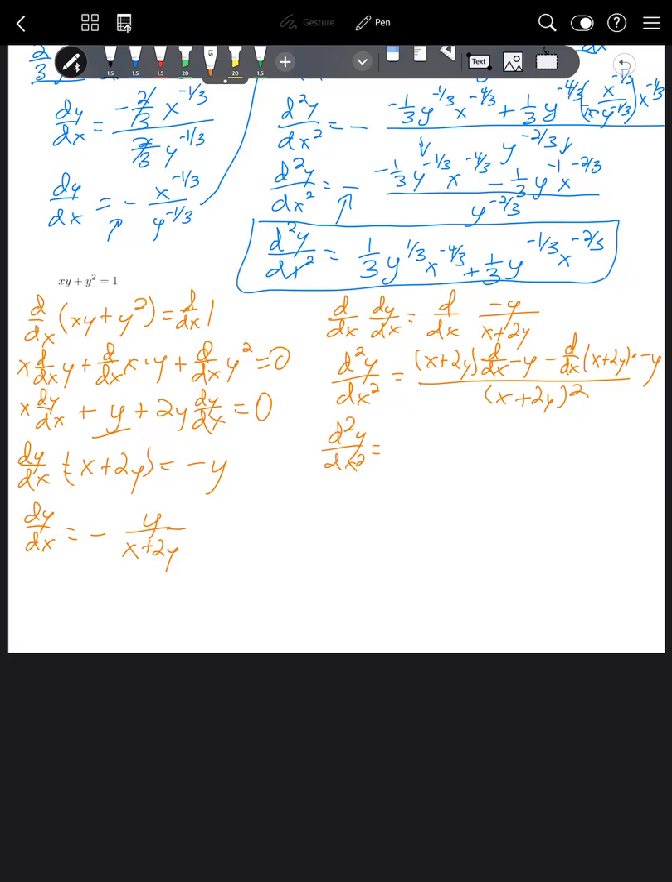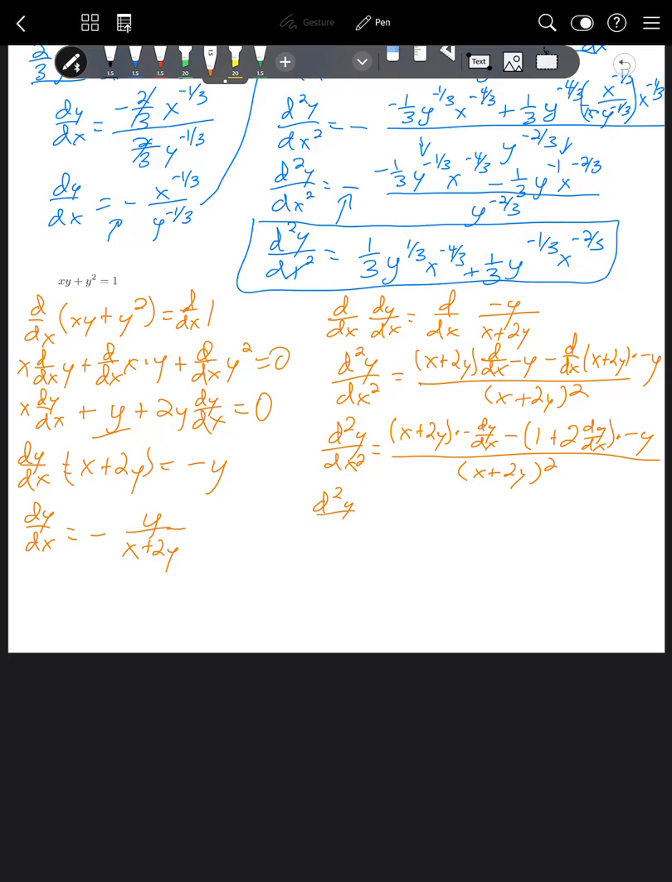Okay, so the derivative of negative y with respect to x is negative dy/dx. And the derivative over here is we get 1 plus 2 dy/dx times negative y. And then we're going to multiply that, so x plus 2y squared.